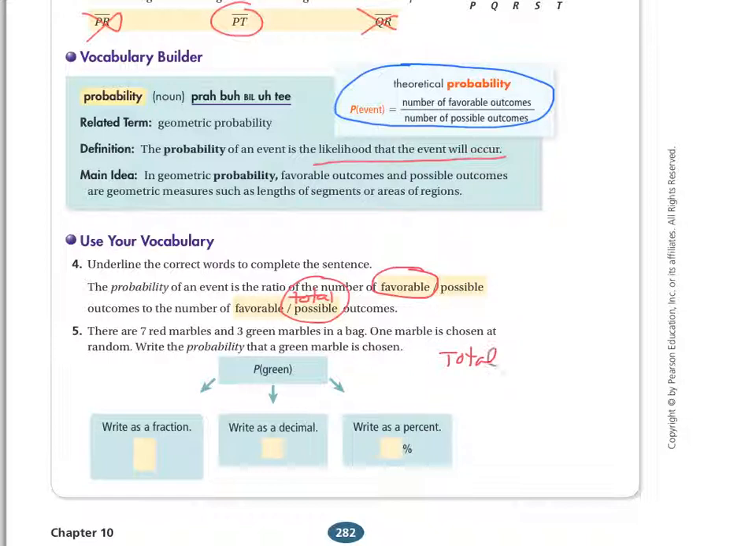So total is equal to 7 red plus 3 green, which equals 10 total. Where does that 10 go? The top or the bottom of the fraction? The bottom. And favorable in this case is going to be green marbles, because that's what we want to happen. So how many favorable green marbles are there? 3 out of how many total marbles? The 10. So that's our fraction, 3/10. How do you write that as a decimal? 0.3. And as a percent? Move this over 2 places to the right and add a 0, so we end up with 30%.